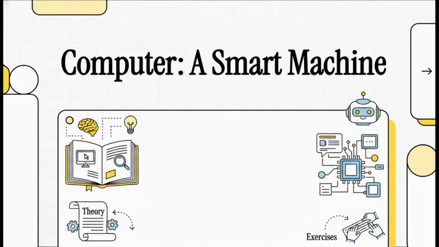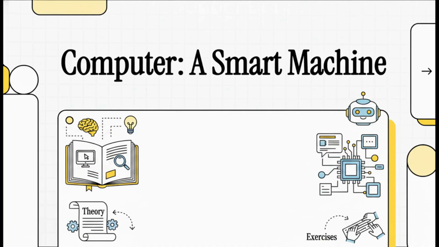We'll be reading right through a fantastic foundational chapter called Computer, a Smart Machine, literally line by line, to truly understand what computers are and exactly where they fit into our world. And you know, we aren't just stopping at the theory. After we break down the concepts step by step, we are going to roll up our sleeves and tackle the exercises at the back of the book together.